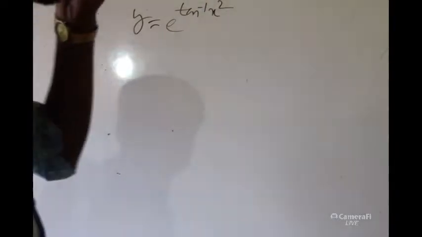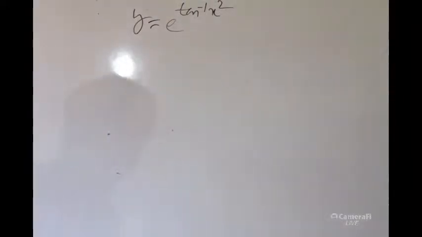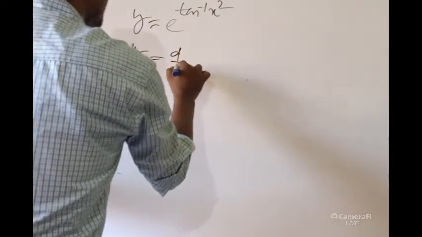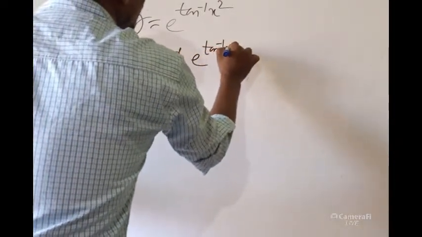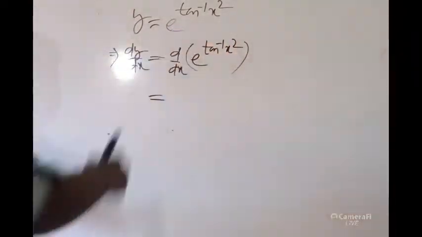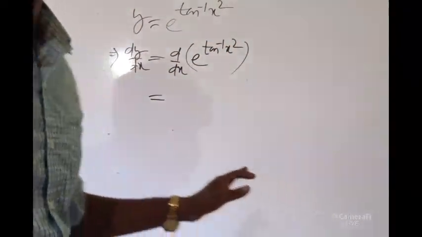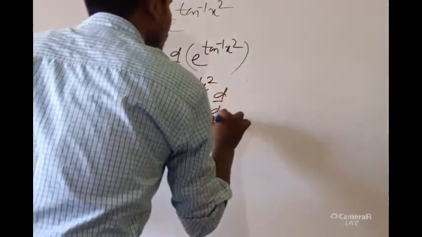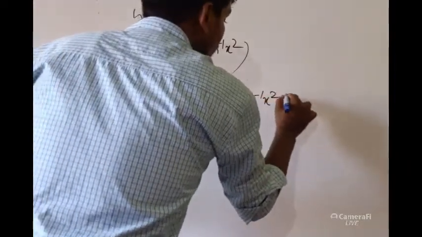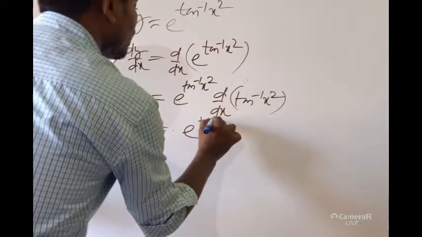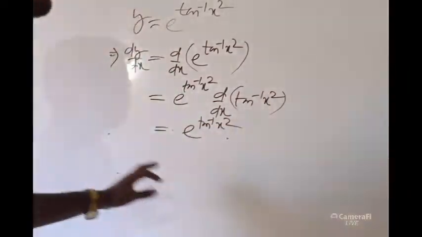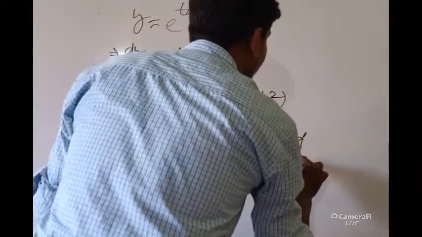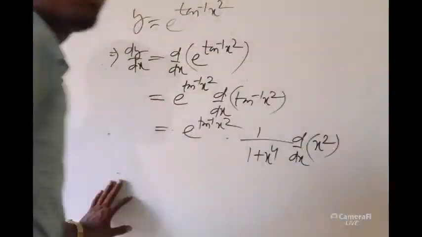Now the question is y equal e to the power tan inverse x square. Then we take dy by dx equal d by dx of e to the power tan inverse x square. Here we use the formula for e to the power x. Then this is e to the power tan inverse x square and the derivative of tan inverse x square, which equals 1 by 1 plus x to the power 4 and the derivative of x square. Any doubt?